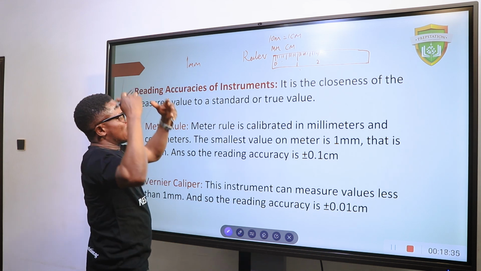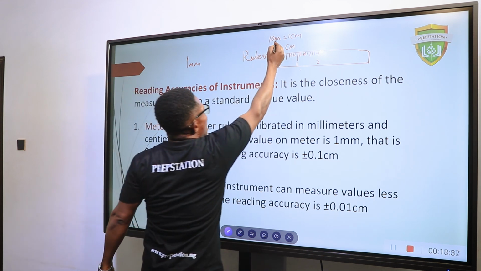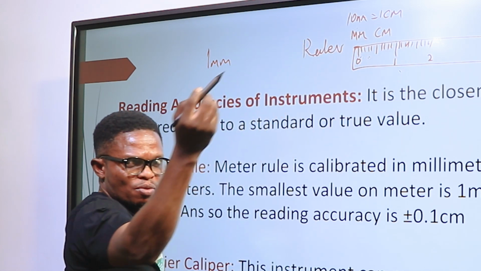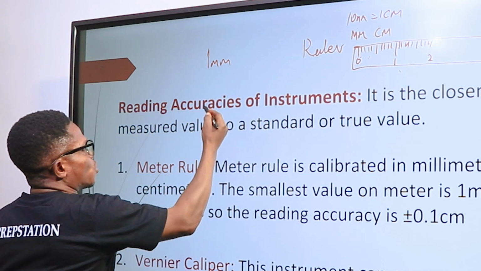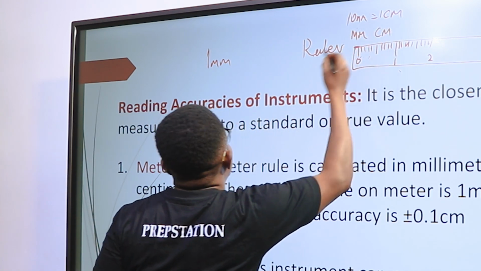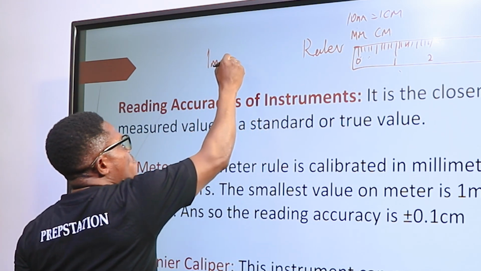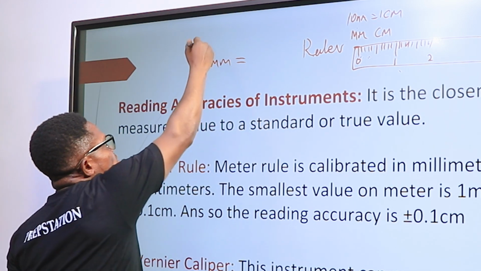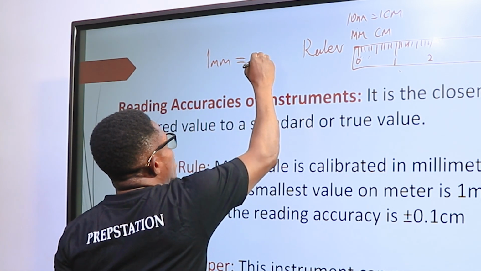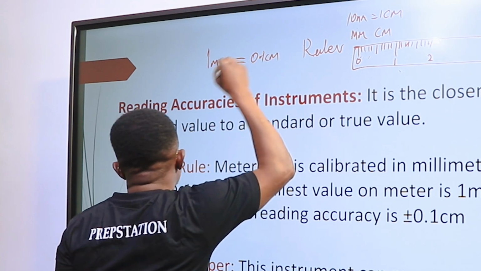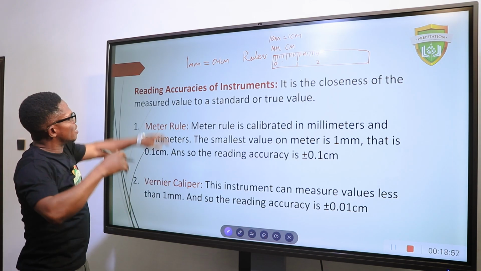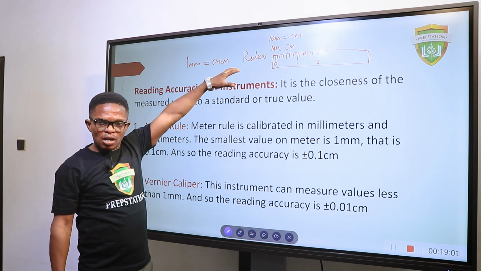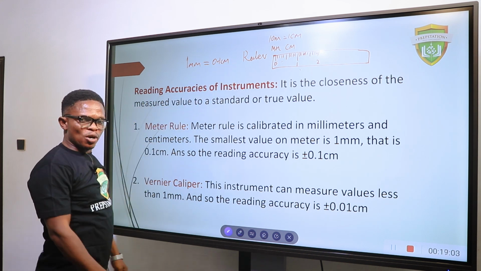Now let's convert this to centimeter. How many millimeters make 1 centimeter? It's just 10. I told you before now. So let's do the conversion. If 10 millimeters is 1 centimeter, then 1 millimeter will be equal to what? All you need to do is divide by 10. If you divide 1 by 10, that will give you 0.1 centimeter. So ladies and gentlemen, the reading accuracy of the meter rule is plus or minus 0.1 centimeter.